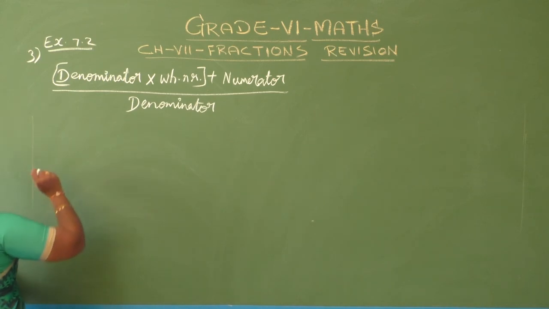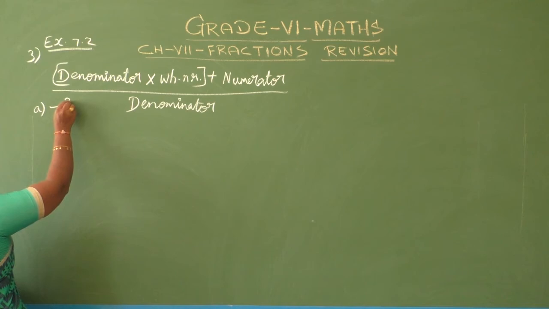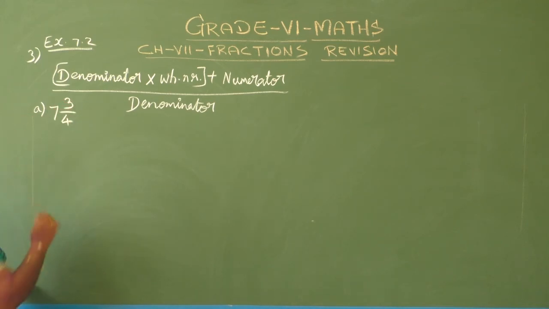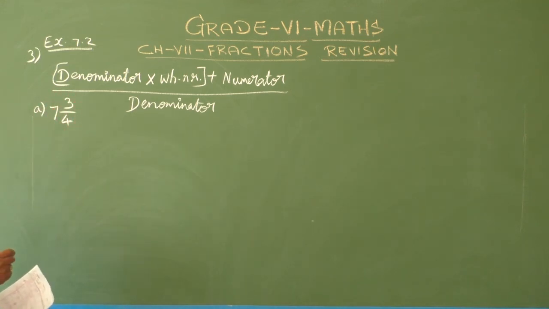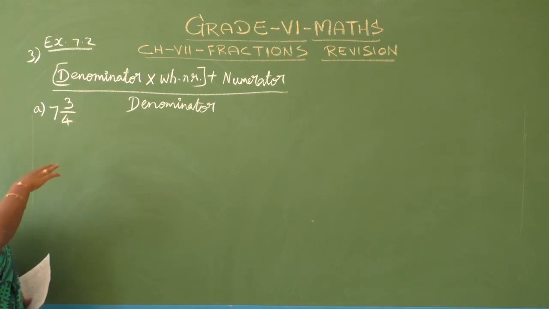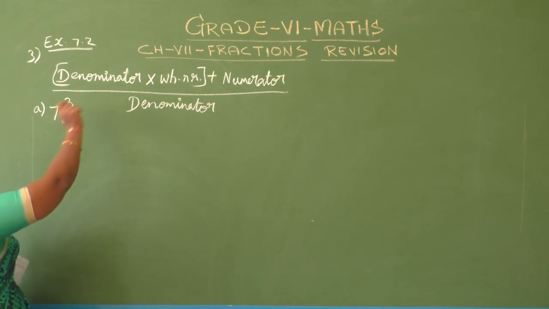See, the first one in the third Roman, they gave the A sum, 7 3 by 4. Here they gave the question in a mixed form. Why are we calling it a mixed form? Because 7 is the whole number, 3 by 4 is a fraction. So both whole number and fraction are mixed, no? That's why we call it a mixed fraction. Now we are going to convert this mixed fraction into improper fraction.